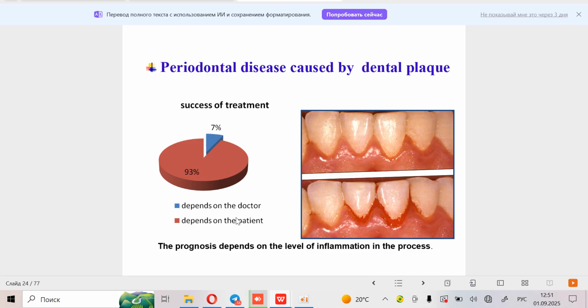Now you can see the case of good prognosis. Why? Because this is a banal inflammation. In this patient plaque will be removed, and there will be good hygiene in the future. In this case, the prognosis will be good.